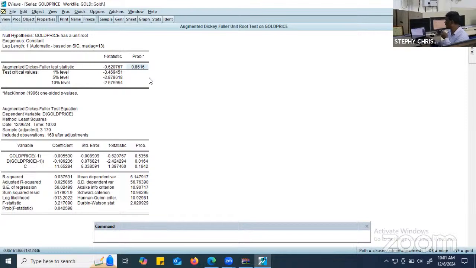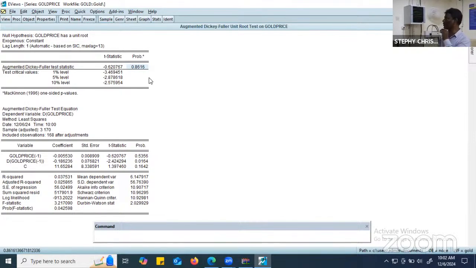Okay, look at here. The probability value is greater than 0.05. So what is the inference? What is null? Non-stationary. What is the alternative? Stationary. Now tell me, student, is the variable stationary or non-stationary at level? It is non-stationary. It's clear now. So what we are going to do? We are going to difference the data. So now I'm going to difference the data to prove it.